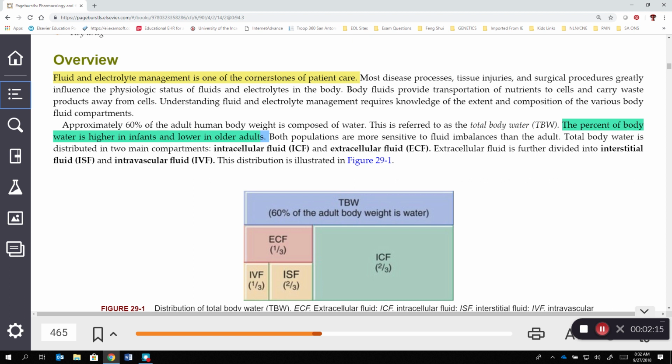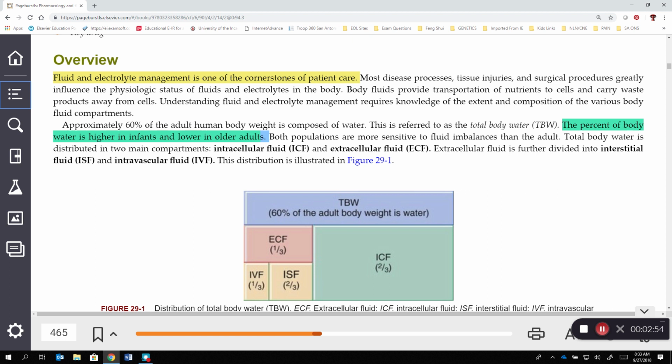Just a quick reminder, and I'm not going to review the patho very much, but think about the fact that 60% of the adult human body weight is composed of water. That is why when we weigh a patient every day at the same time with the same scale, it's a very, very accurate indicator of fluid volume and whether or not the patient is holding too much fluid or not enough fluid. What that's referred to is total body water. That 60% of the adult human body is water; that's the total body water.